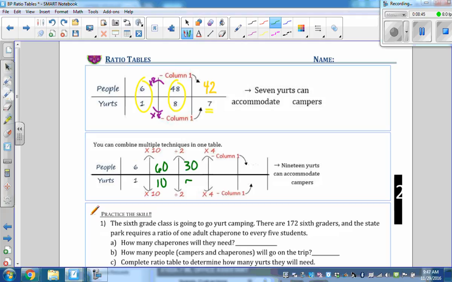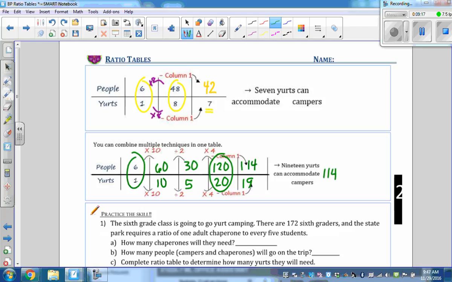10 divided by 2 is 5. Now multiply by 4. 30 times 4 is 120. 5 times 4 is 20. Now subtract from this column, just because it's asking us to. So 120 take away 6 is 114. And 20 take away 1 is 19. So what this tells us is 19 yurts can accommodate 114 campers.